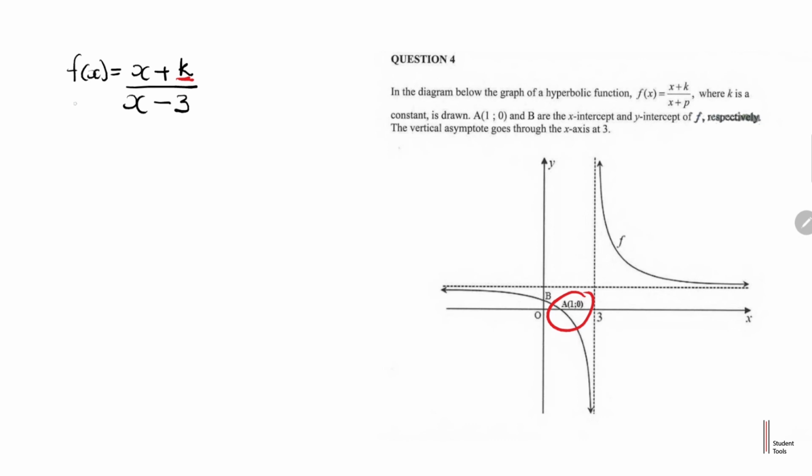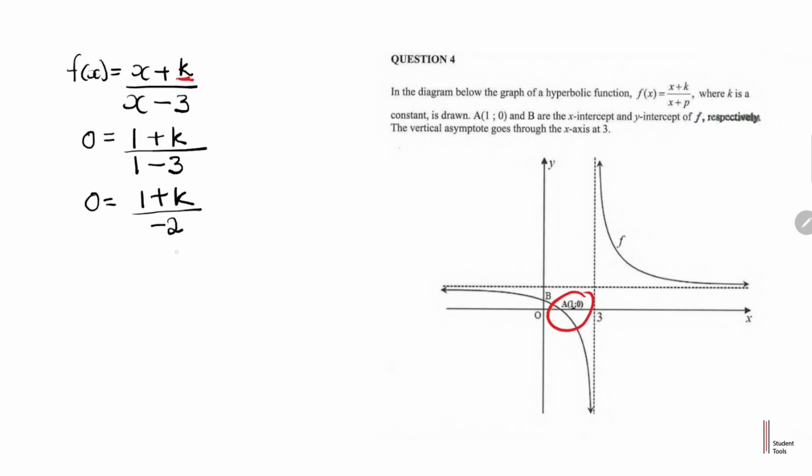So we'll make f of x equal to 0. Why? Because y is equal to 0 at A, so f of x will also be equal to 0. For x, we will substitute the 1, because here x is equal to 1. So this will be 1 plus k over x minus 3, so that means it's 1 minus 3. And then we have 0 equal to 1 plus k over 1 minus 3. That is a negative 2.